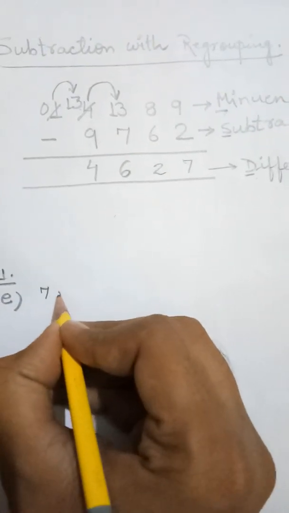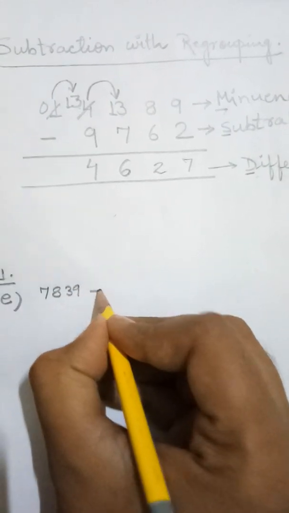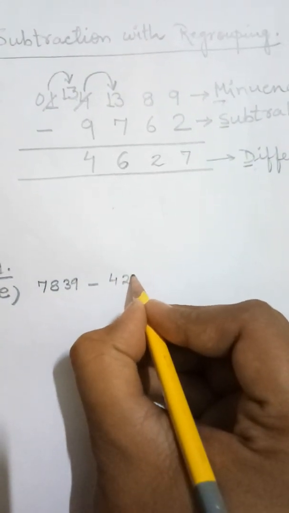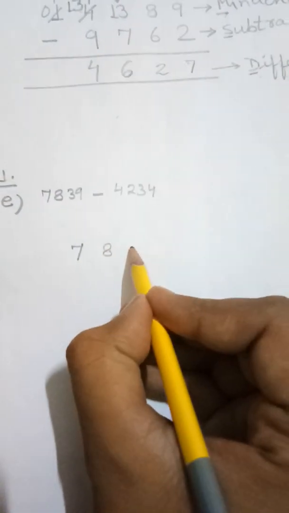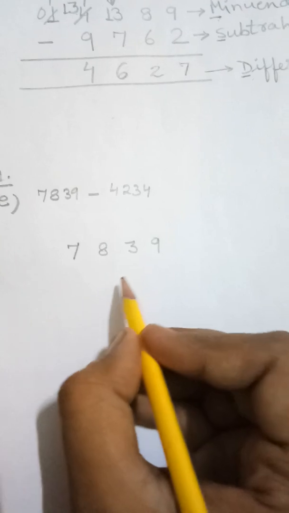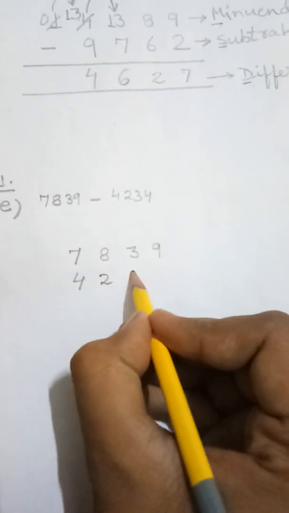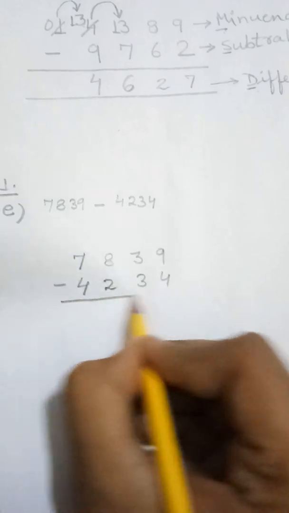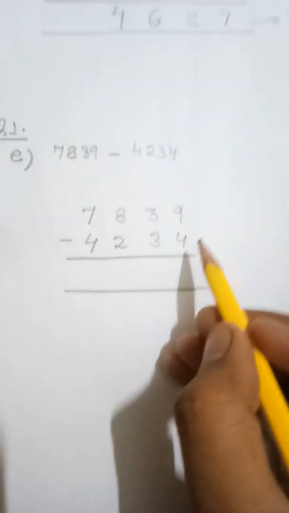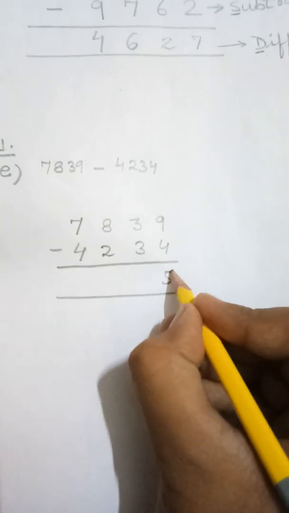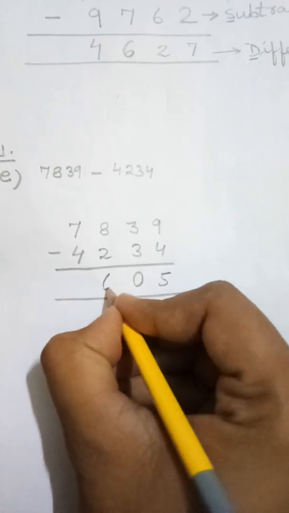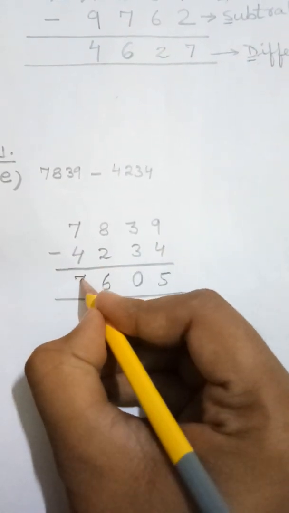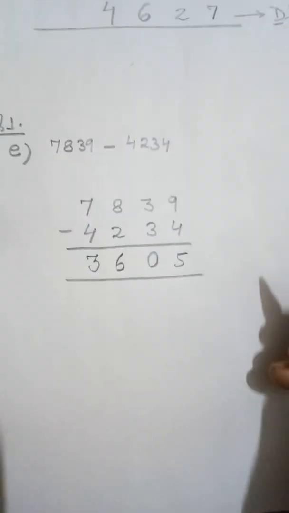It is written 7,839 minus 4,234. This is your question. Now first of all you will arrange the digits, 7,839 and then 4,234 minus. 9 minus 4 is 5, 3 minus 3 is 0, 8 minus 2 is 6 and 7 minus 4 is 3. This is simple subtraction.